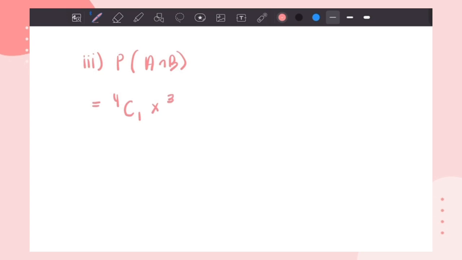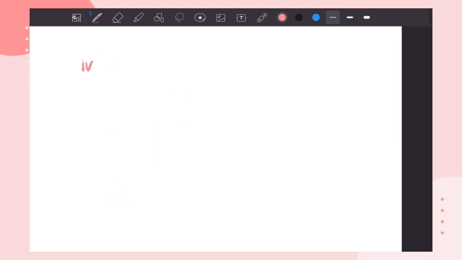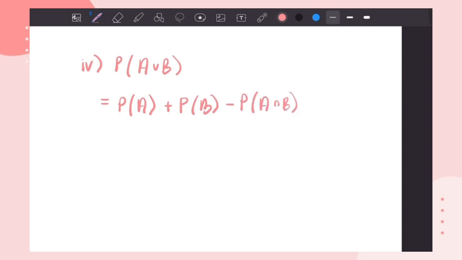4C1 times 3C1 divided by 10C2. We will get 4/15. Fourth Roman question, finding the probability for A union B. Using the formula, we sum up the probability for A plus the probability for B minus the probability for A intersect B. Using the probabilities that we counted earlier, we have 7/15 plus 1/3 minus 4/15. After calculating, we get 8/15.